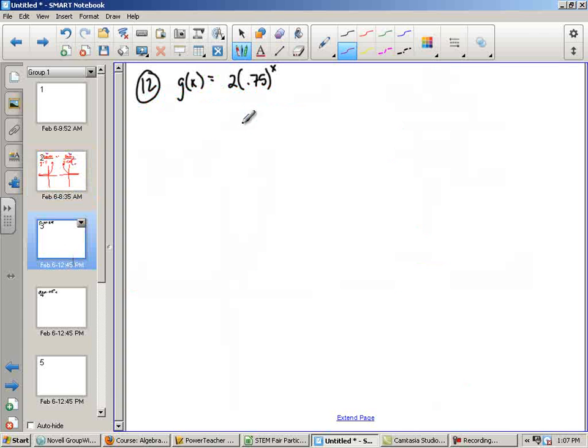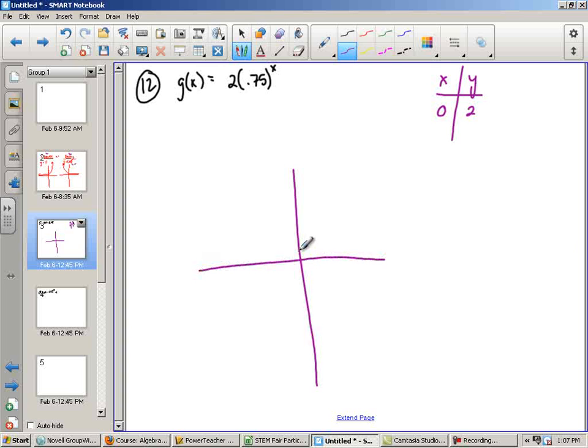Number 12 from the textbook asks us to graph g of x equals 2 times 0.75 raised to the x. One of the things we want to know is that 0.75 is a value less than 1, so this will be a decay function. Now when I go in and do my x and y chart, I'll start with 0 like before. Anything to the 0 power is 1, and 1 times 2 is 2. So in my graph, I know that (0, 2) is a point on my graph.